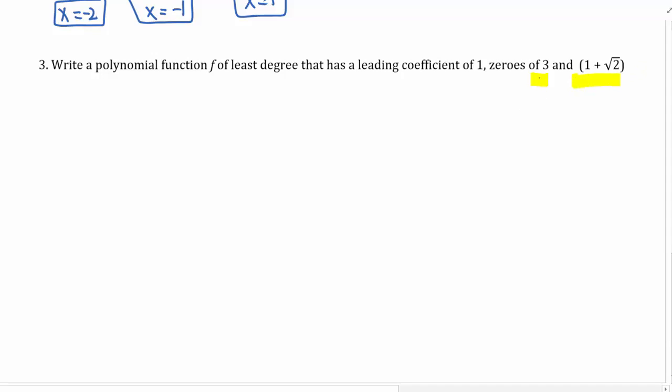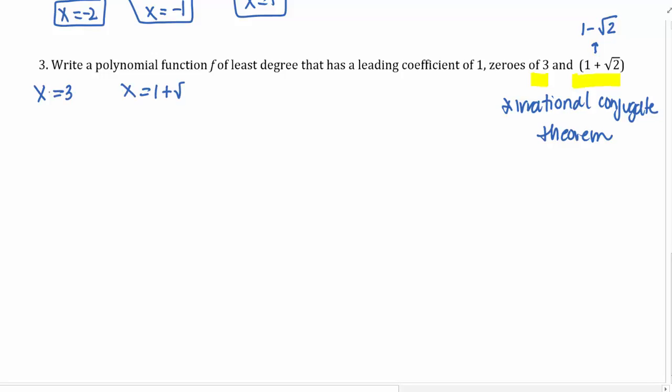So there's something called the irrational conjugate theorem. That means when you have an irrational root, like it has a square root, its conjugate has to also be a zero. So its conjugate is 1 minus root 2. Both of those have to be roots because of this theorem. Then I'm going to write these as 0. So x equals 3, x equals 1 plus square root 2, and x equals 1 minus square root 2.